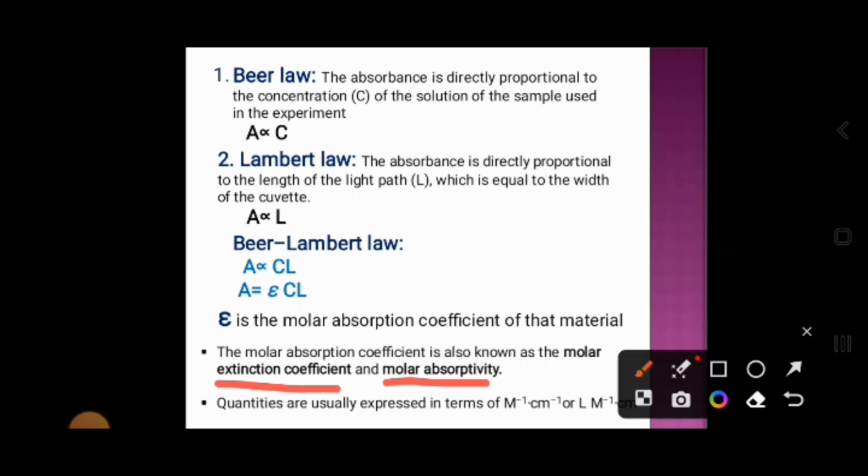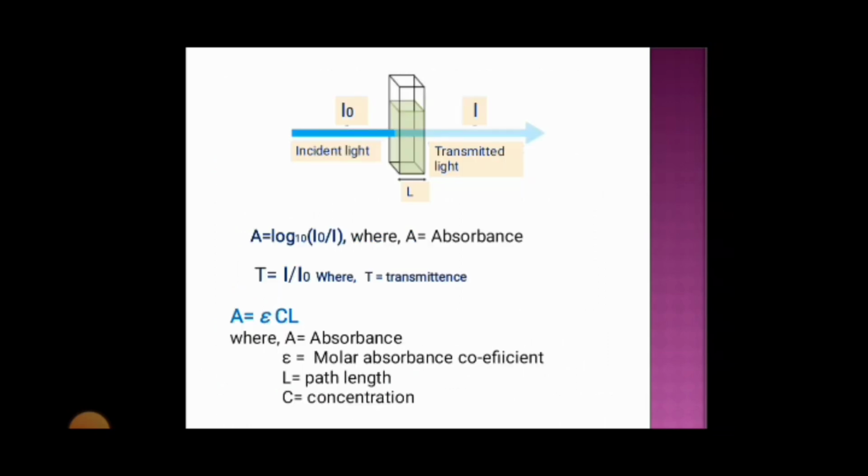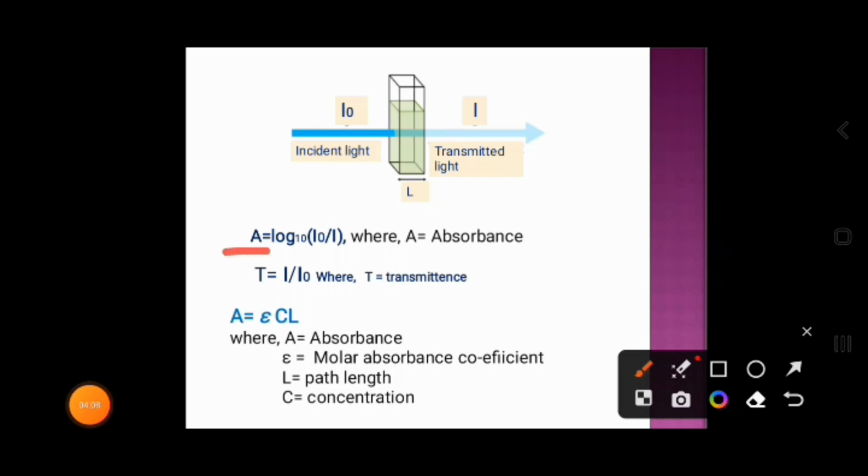So these three formulas you must remember. That is, A is equal to log10 I0 by I, or transmittance is equal to transmitted light by incident light, and absorbance is equal to epsilon into C into L, where C is the concentration, L is the path length, and epsilon is the molar absorption coefficient.